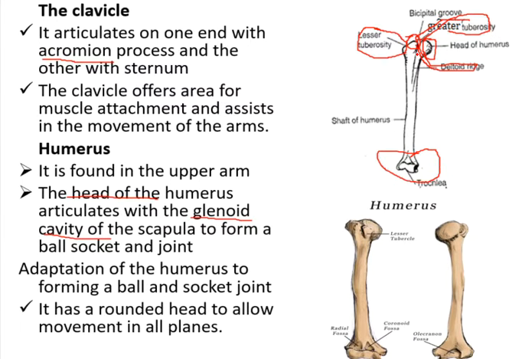Then apart from that, our humerus here has a shaft. This is the shaft, to increase surface area for attachment of muscles. Then it also has an olecranon fossa here. This is the olecranon fossa. It is like a cavity, and that olecranon fossa fits in the olecranon process, which allows movement at the arm, that is the forearm.